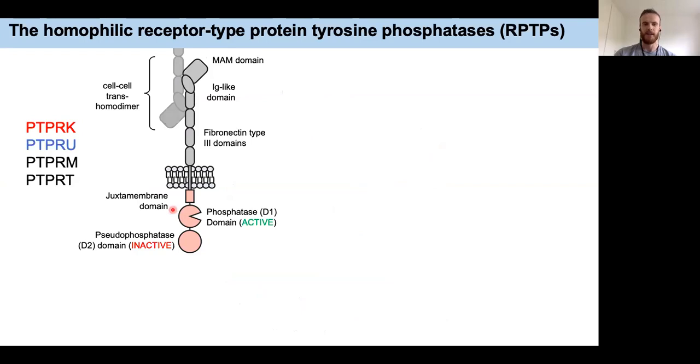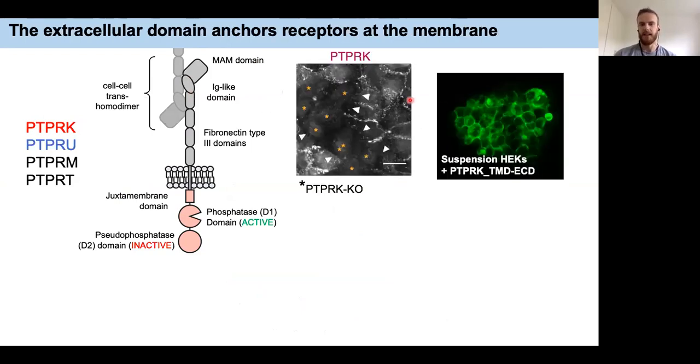Well, for us, we are very interested in receptor type tyrosine phosphatases. This is the one subfamily that we are interested in. It has 4 protein members. They're all protein tyrosine phosphatase receptor types, so PTPRK, M, U, and T. They're grouped based on their common domain structure. They have a large extracellular domain, and they're all thought to be involved in cell-cell adhesion. So we can see that they are located at the sites of cell-cell contact.